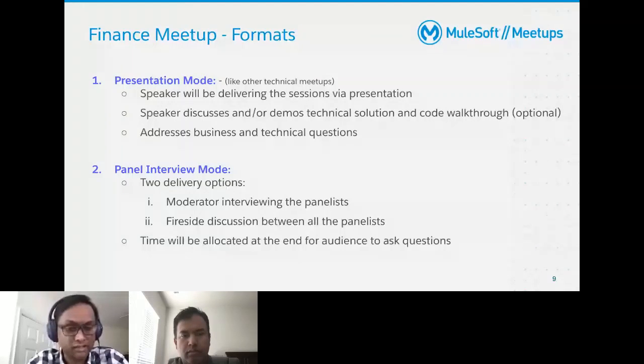The one that we are conducting today falls under the presentation mode. Apart from that, we also have a mode which is delivered in two different flavors.